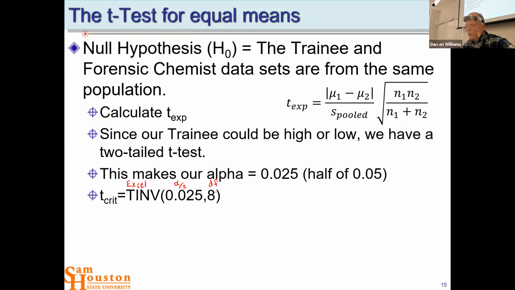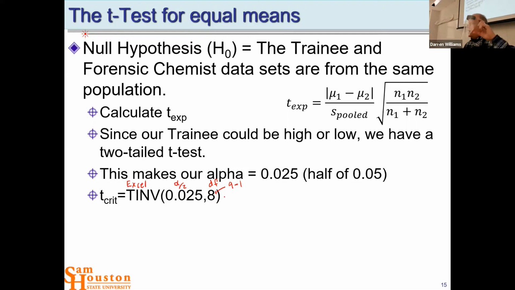The degrees of freedom of 8 are for the trainee, right? So we use the worst case of the two. Since the trainee had fewer data points, we used that degree of freedom. This is 9 minus 1. We threw out that outlier, which gave us 9 data points for the trainee, and so the worst case degree of freedom would be 8.